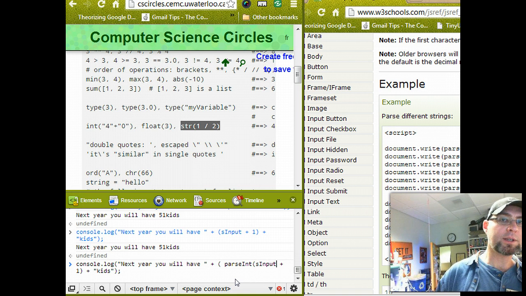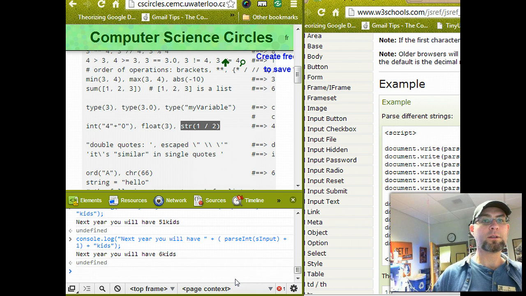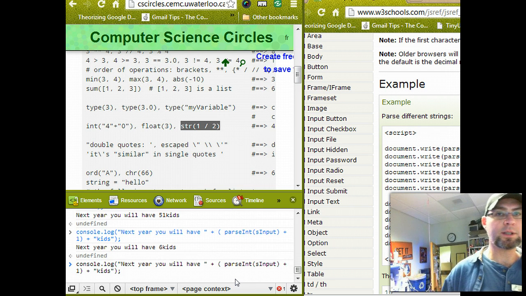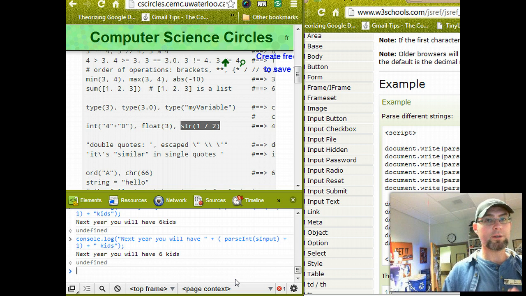In other words, I'm giving it s input and it's going to convert that. And then we do the rest of our math. And next year you will have 6 kids, and then we add a little space here. And now it's good. But let me tell you how that should be done to avoid the confusion here.